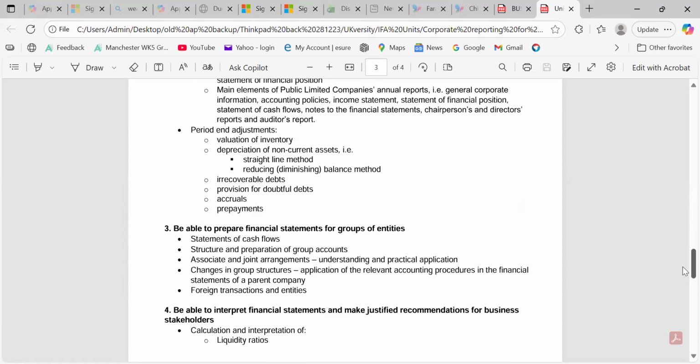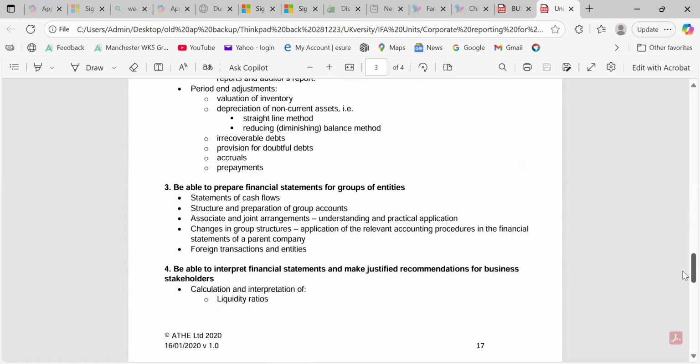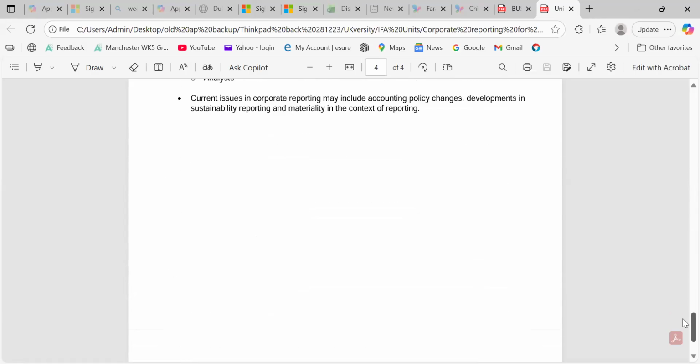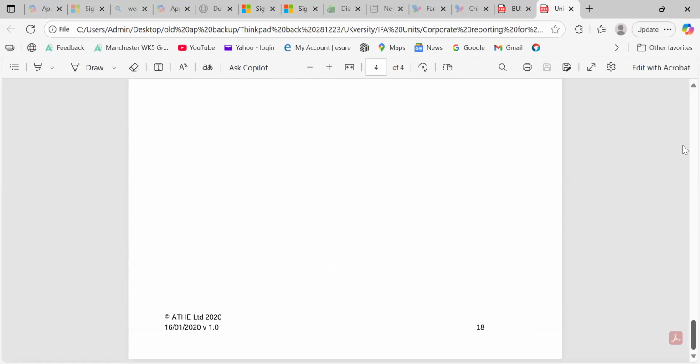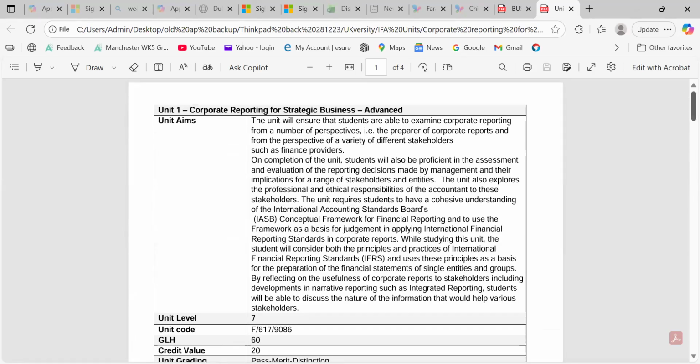That's our lesson 2. Being able to prepare the financial statements of a group of entities is lesson 3. So these are the indicative contents of what we're supposed to learn over the next few weeks, please.